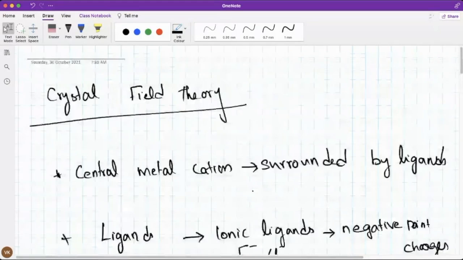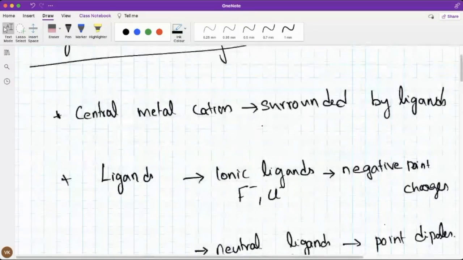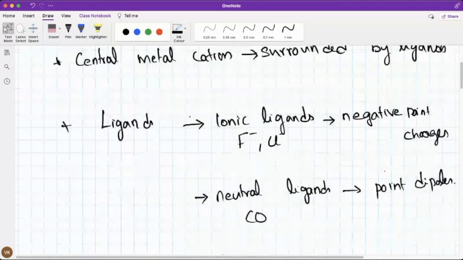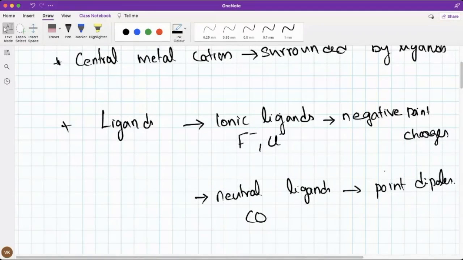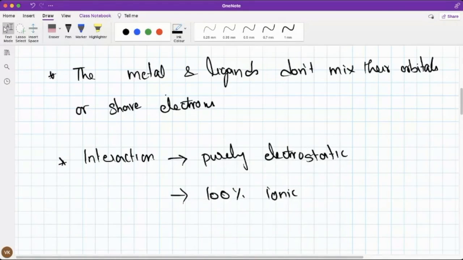So we have a central metal ion surrounded by ligands. The metal is positively charged, and the ligands are ionic ligands and neutral ligands. Ionic ligands are negative point charges, whereas a neutral ligand has point dipoles, and they won't mix orbitals or share electrons. The interaction between the metal cation and the ligand is purely electrostatic, and they are ionic compounds.